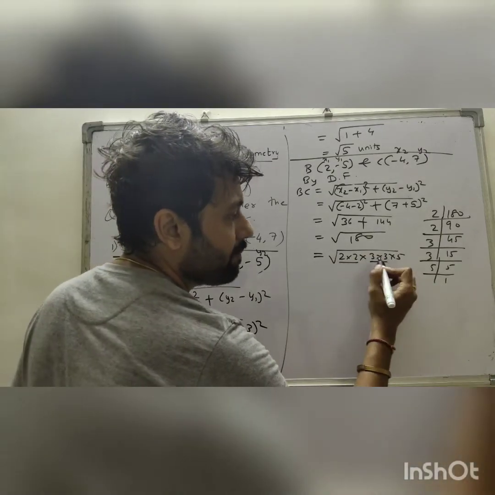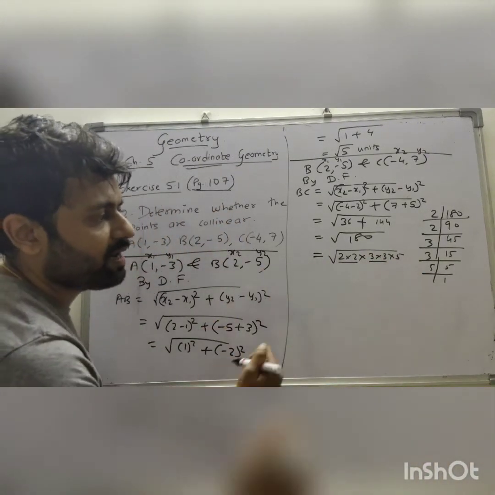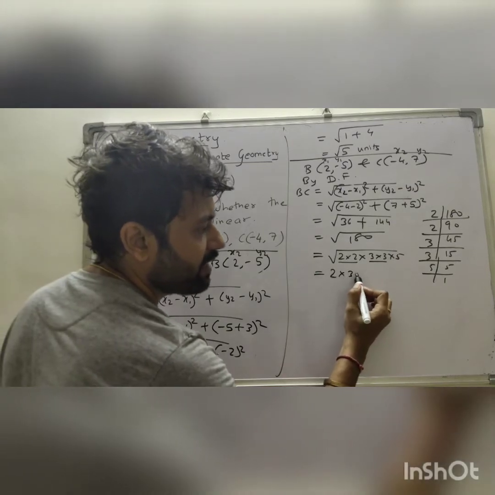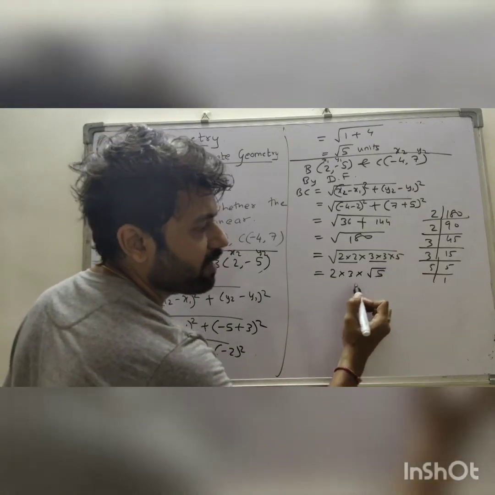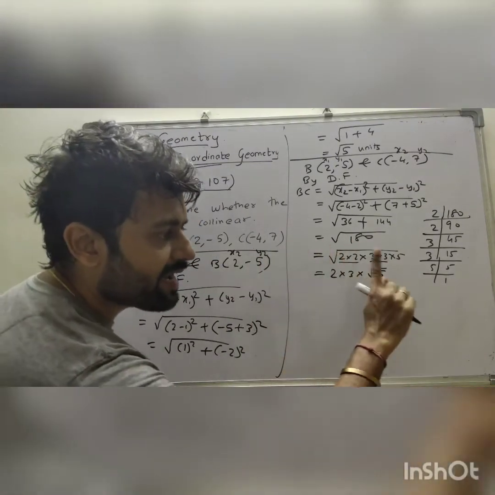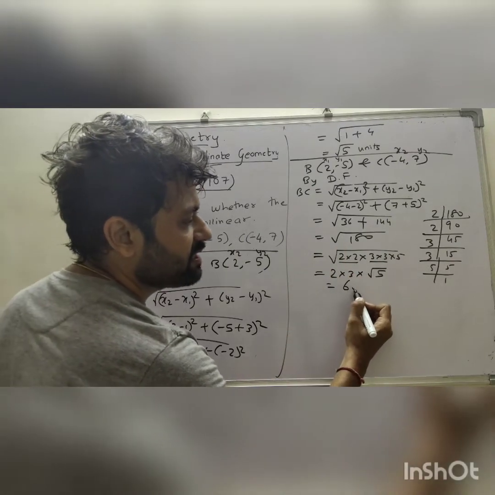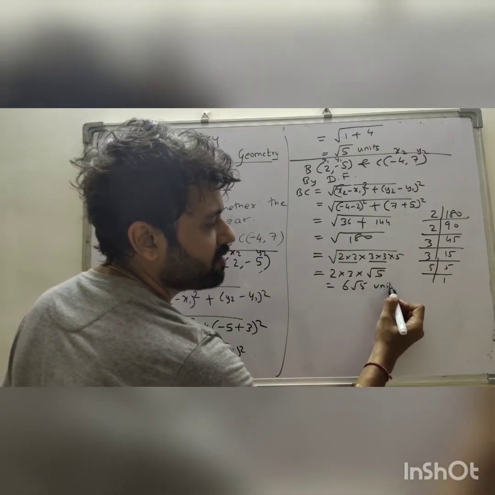तो क्या कर रहे हैं पता है, अपन इसको जोड़ी को बाहर निकालेंगे, तो ये 2 ये 3 बाहर निकल जाएगा और ये root 5 अंदर फंस जाएगा क्योंकि वो अकेला है. Answer is 6 root 5. If you want, you can write units.